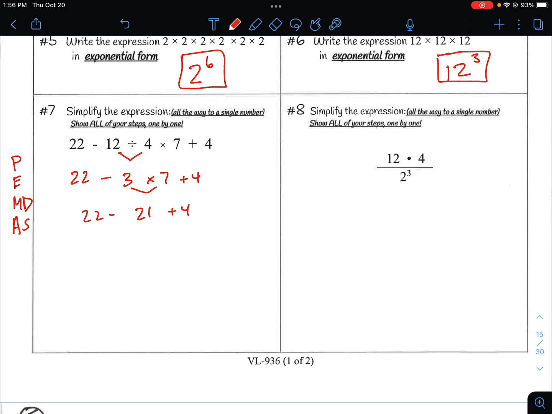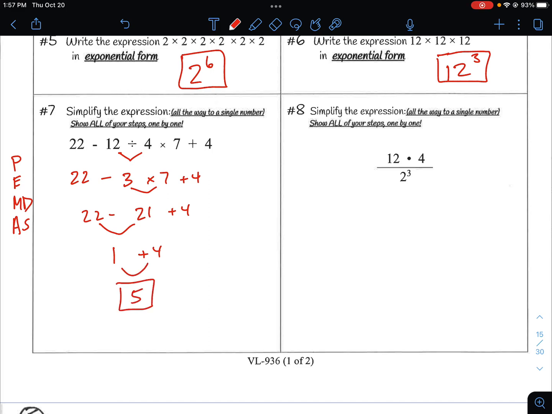Is there a faster way of doing this? Yes, there is. You don't have to write everything down all the time, but we want you to get used to this and get comfortable with it, because once you're good at this, you can start using shortcuts. But because we're learning it, we're not using shortcuts. 22 minus 21. Remember, if you have subtraction and addition, you go left to right because they're both on the same level. So we subtract first. That's 1. Bring down the plus, the 4, and that equals 5.